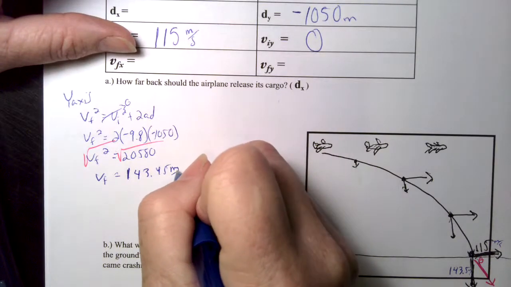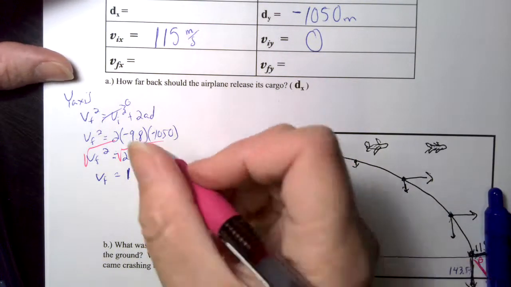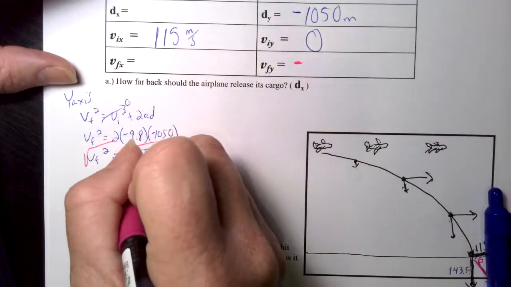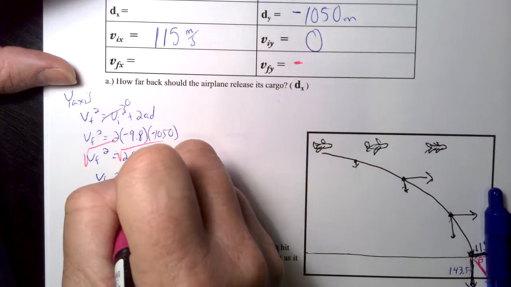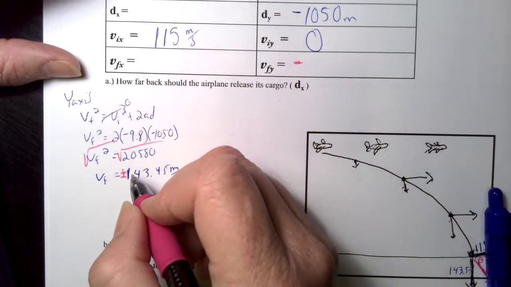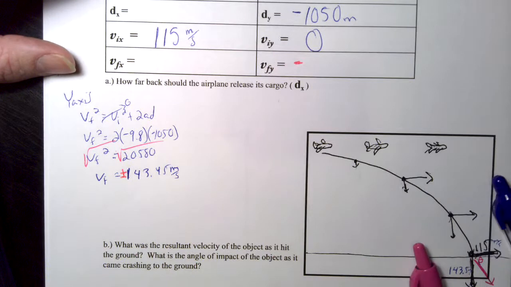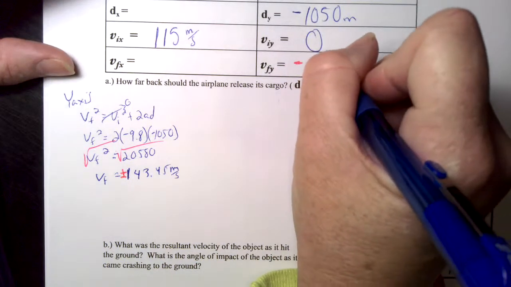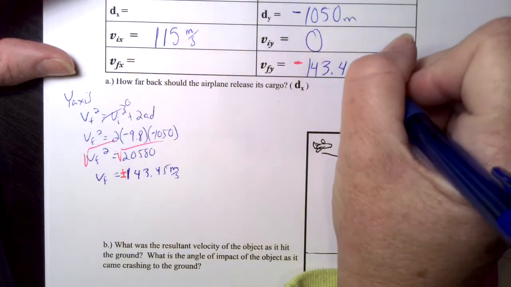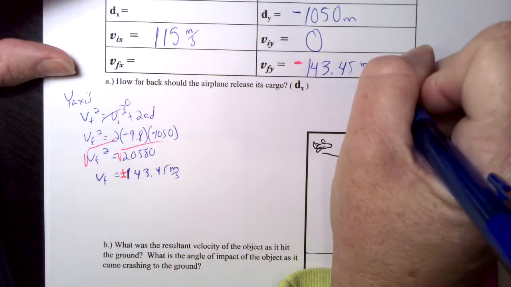Now, what other thing do I need? I choose the negative because we're going down. Square root gives positive or negative, right? And I'm going to choose the negative 143.4. Sometimes you don't like to keep the 5, whatever.